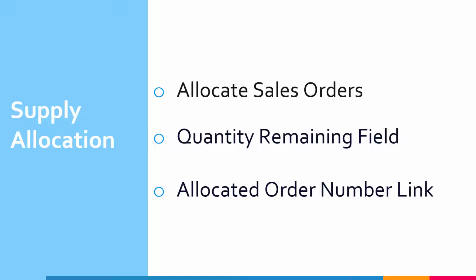If supply allocation settings are not set to allocate upon order entry, sales orders will now include an Allocate button. This gives you more control over the order of allocations. The Order Reservation page now includes a Quantity Remaining field that displays unallocated item quantities. The Allocated Supply or Allocated Demand fields displayed on sales order item lines now act as a link to the Allocated Order pop-up window.